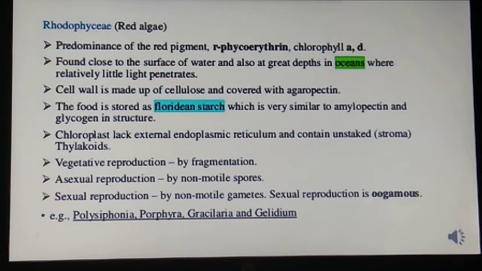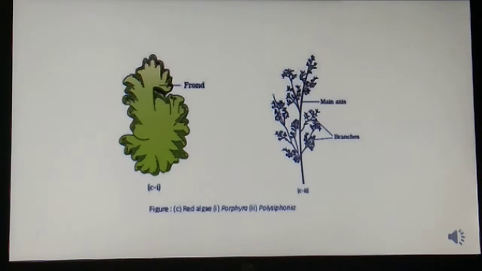And the examples, students, we have are Polysiphonia, Porphyra, Gelidium and Gracilaria. So these are the red algae, the examples you can see here. And here this one is the Porphyra, this one is the Polysiphonia. I hope this thing is clear to each one of you students.